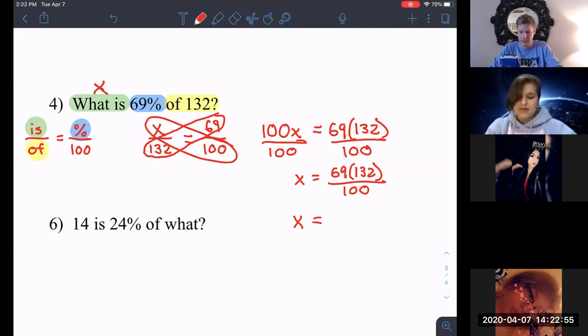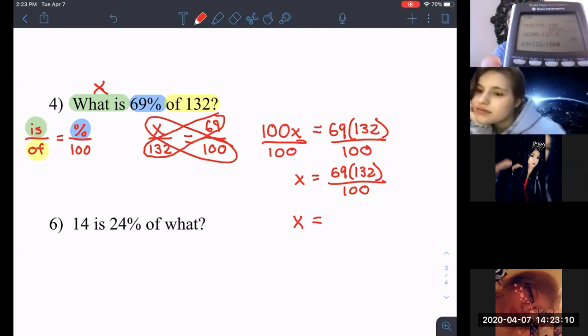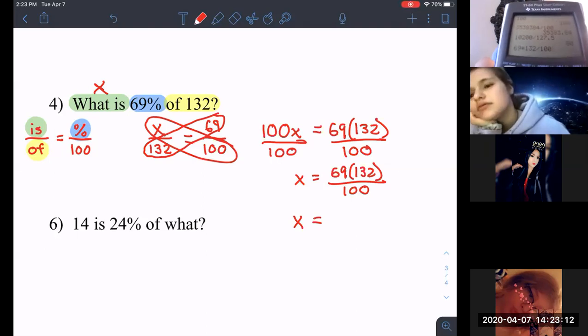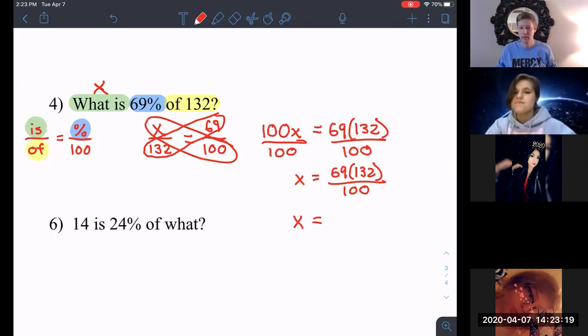So I'll do it on my calculator and then I'll put it up to the camera so you can see what I typed in: 69 times 132 divided by 100. All right, so hopefully you can see this. I'm trying to keep the light on it. It's not backwards, is it? No. Okay, it's backwards on my phone. So I can see 69 times 132 divided by 100. And then when you hit enter, what do you get? 91.08. Exactly, 91.08.